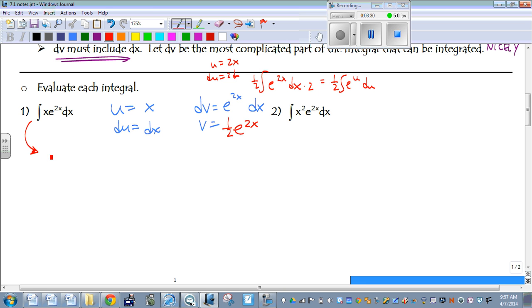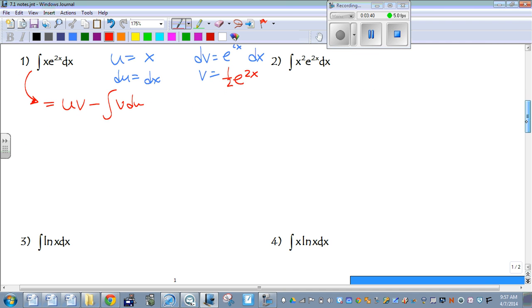Remember, this integral is going to equal u times v minus the antiderivative of v du. So we're just putting in those parts where they fit into this formula. So we have u times v, so it's going to be x times 1/2 e to the 2x. But we can write that as 1/2 x e to the 2x minus antiderivative of v du. So 1/2 e to the 2x times dx. So we're still left with an integral using this integration by parts.